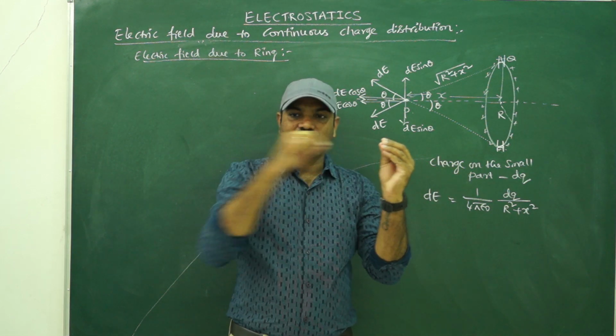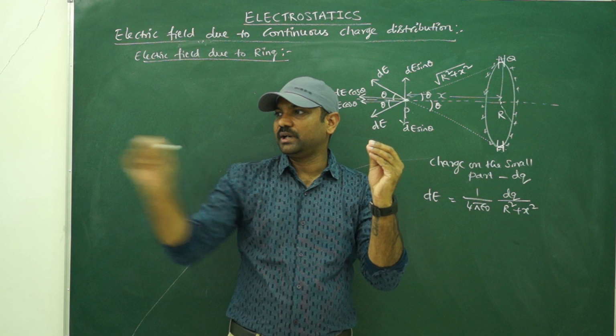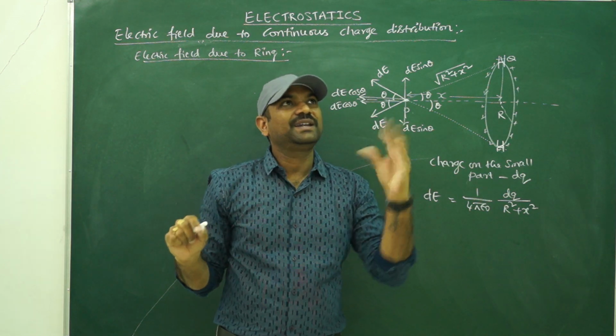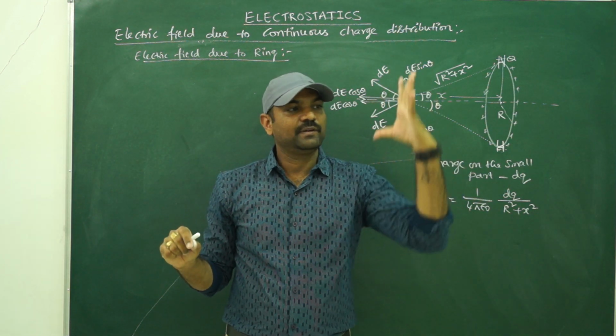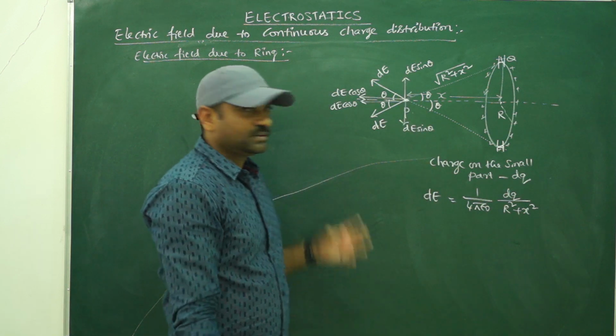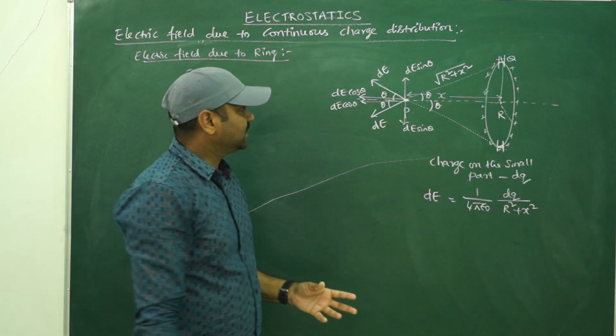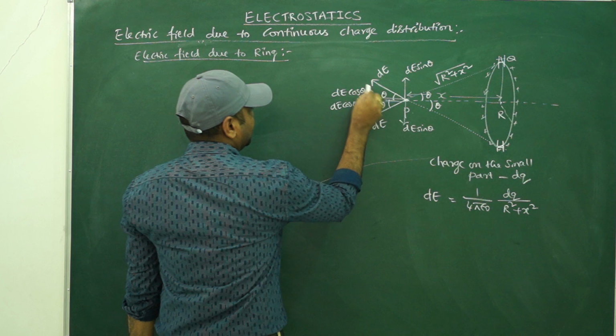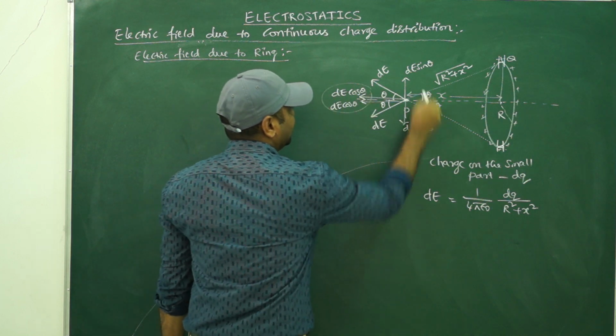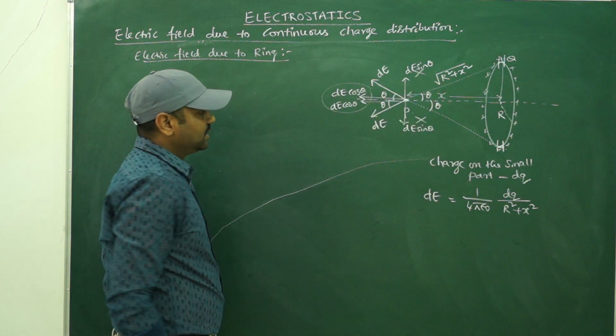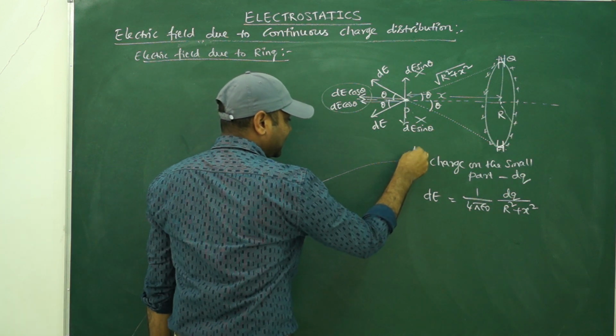Okay, so all will be at some angle. If I make components, all dE cos thetas will add up. All dE sin thetas will cancel out. They will be something like this. So the diagram you need to understand. Okay. So dE cos thetas are in the same direction. dE sin thetas are cancelling out. Then what is the net electric field I can write down?